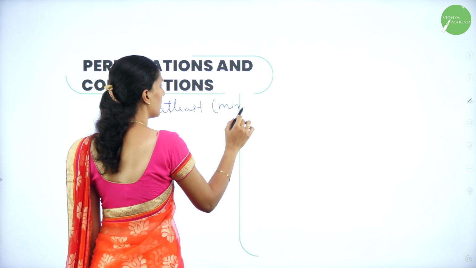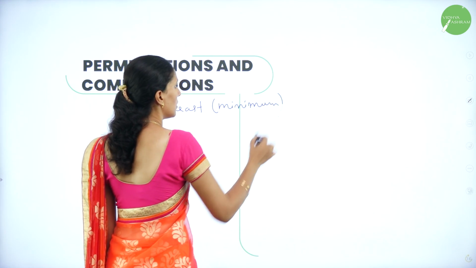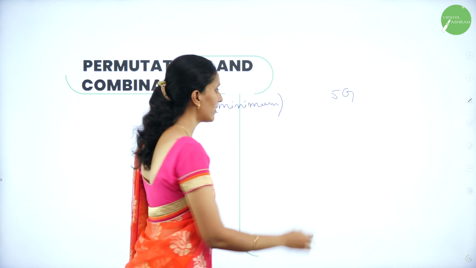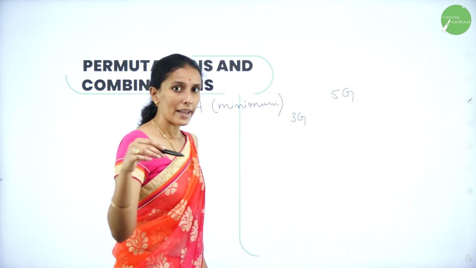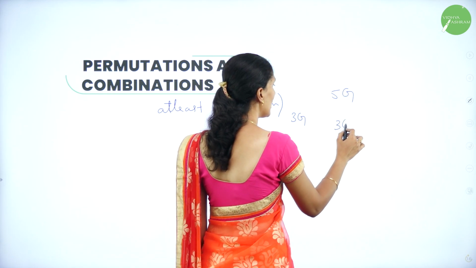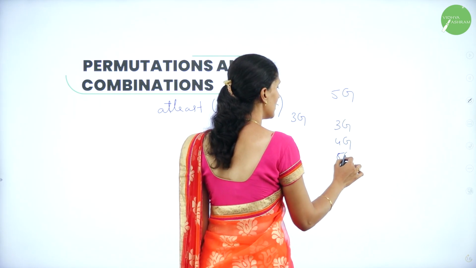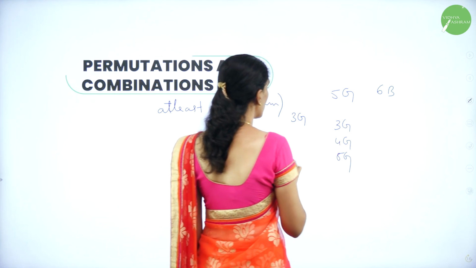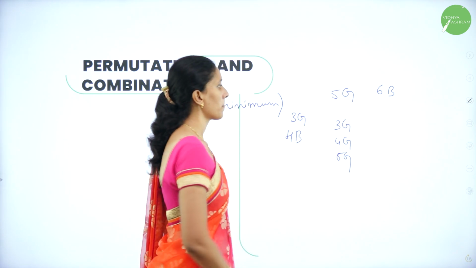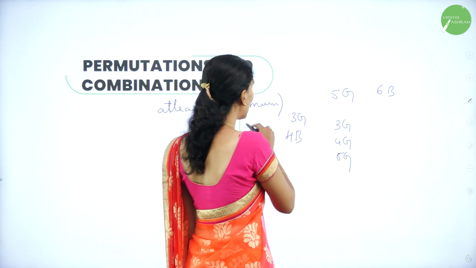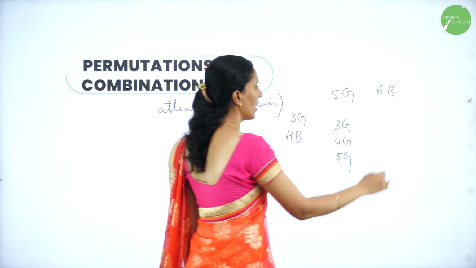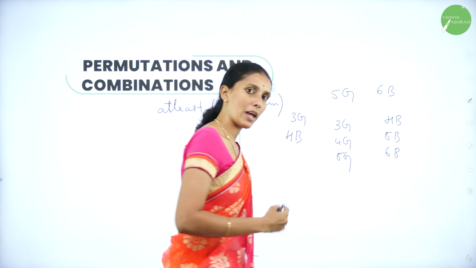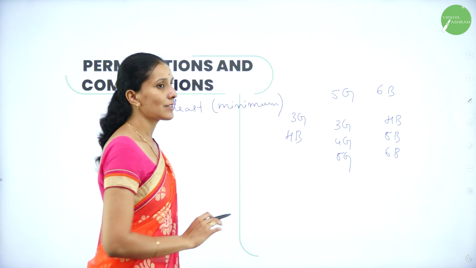When you have an at least type of problem, you should think that at least means the minimum number you can choose. Suppose you have 5 girls and you are supposed to choose only 3 girls, then your cases will increase. You can choose 3 girls, 4 girls or 5 girls. Like that, if you have 6 boys and you are supposed to choose at least 4 boys, you can choose 4 boys, 5 boys or 6 boys. So maximum you can choose 6 boys.